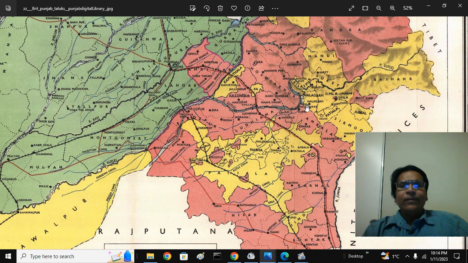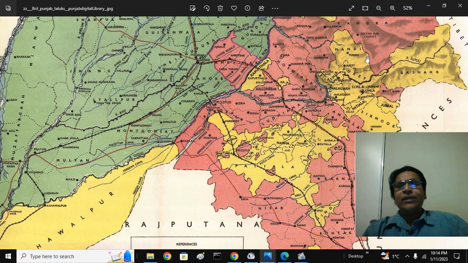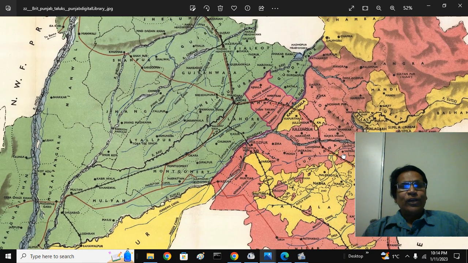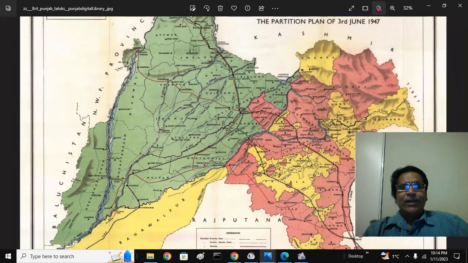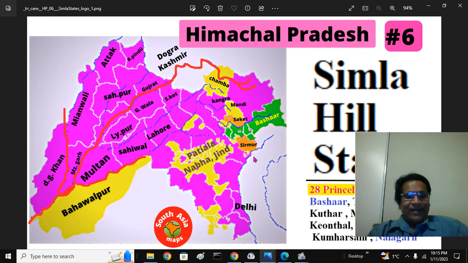We don't want to get into details, and it's not necessary. If you just broadly remember these things, Sirmur, Jubbal, Nalagarh and Bashar, and to the north Suket, Mandi and Bilaspur, which are separate princely states, these are the Simla hill states. That will be more than sufficient for today's discussion. You will get the most out of it. Here I have given the map: the Bahawalpur princely state, Chamba princely state, Mandi princely state, Suket princely state, Sirmur princely state, and Tehri Garhwal will be here.